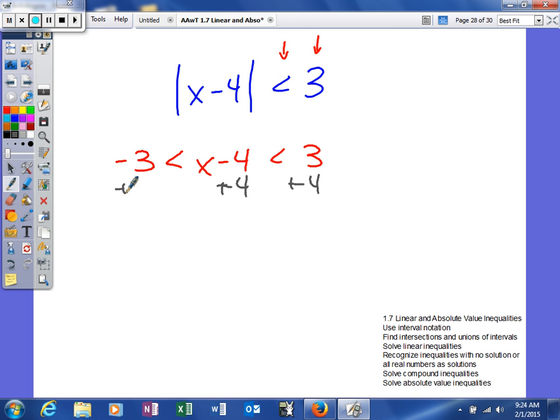Here, since I have a conjunction, I'm going to solve for x. Notice I do have 3 sections, so when I add 4, I do it to each one. And then we can just plug that in. And yeah, so there we go.